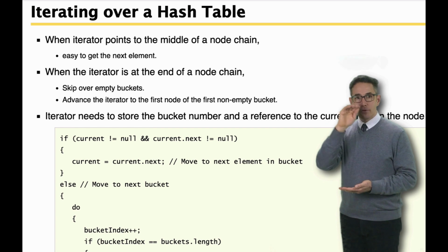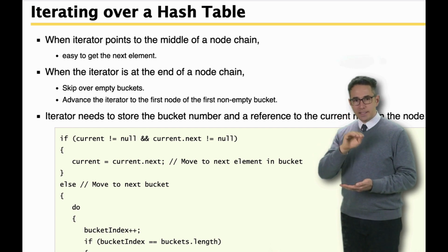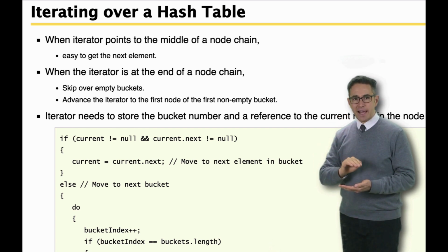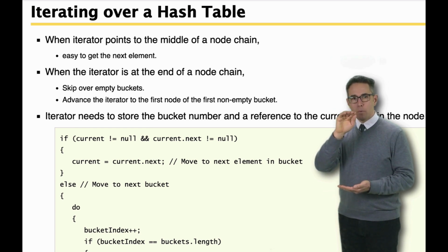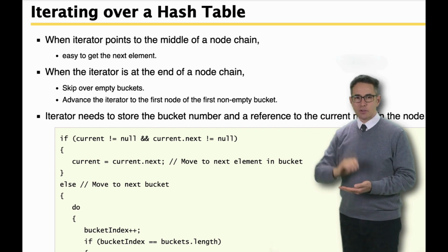Going through all the elements that are in our hash table is a two-step process. First of all, we have to go through bucket by bucket and walk down the buckets as the user calls next. And then when we're currently located at a bucket, we have to walk down the chain in order to make sure that we see everything that's in each bucket.